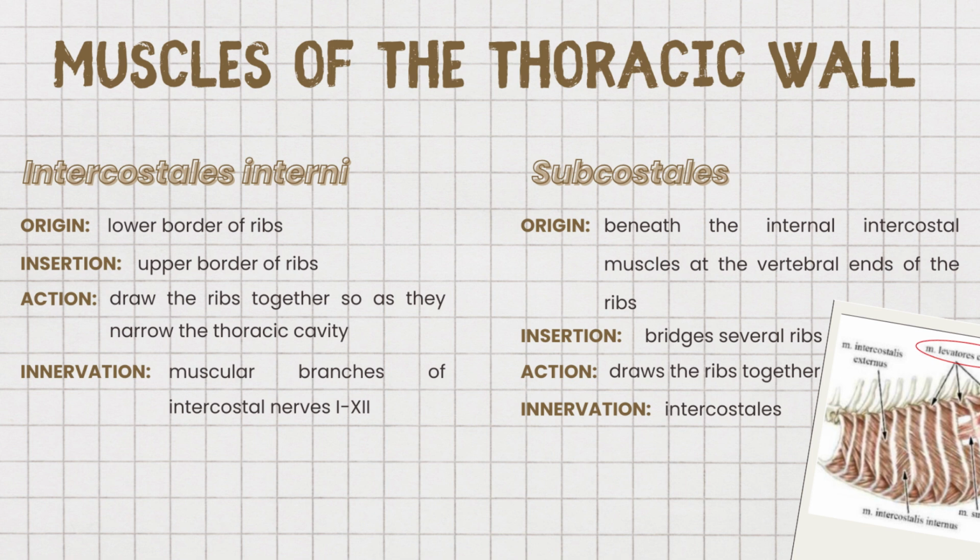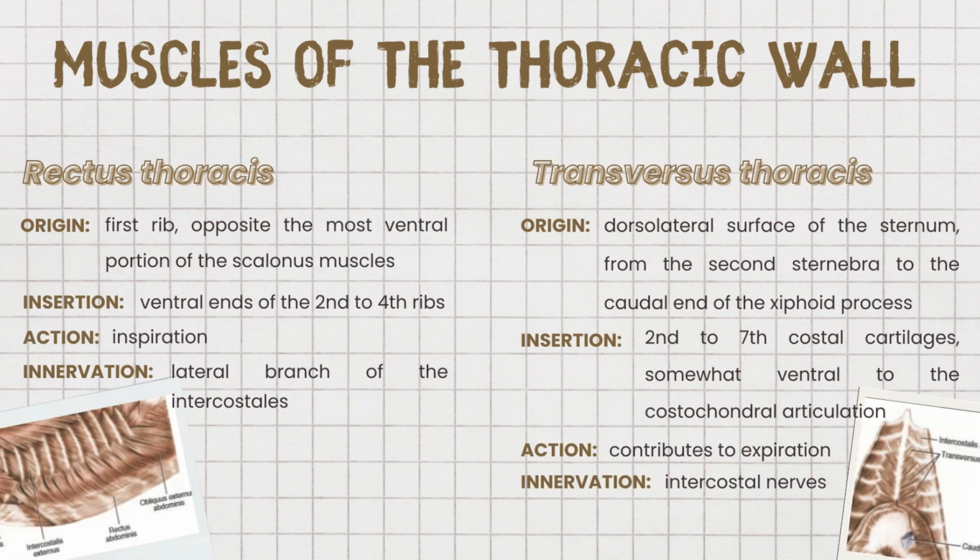Next, rectus thoracis. Origin, first rib opposite the most ventral portion of the scalenus muscle. Insertion, ventral ends of the second to fourth ribs. Action, inspiration. Innervation, lateral branch of the intercostalis.